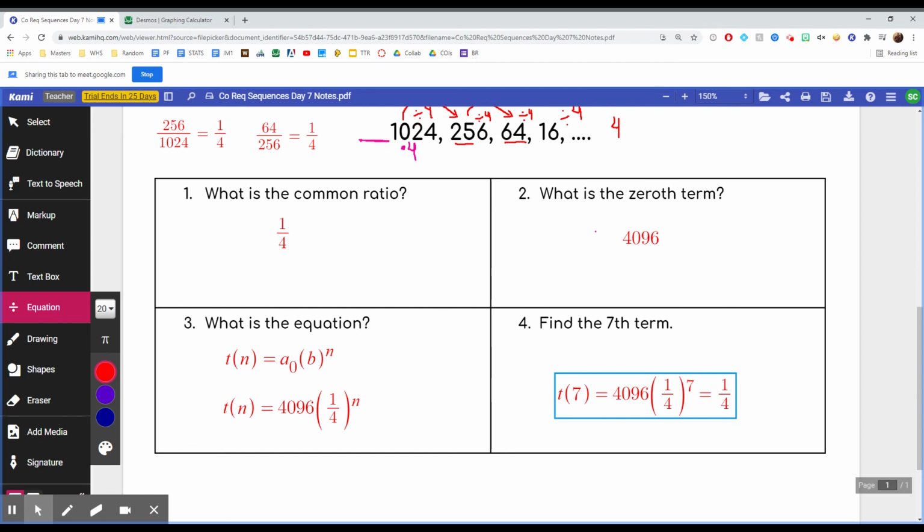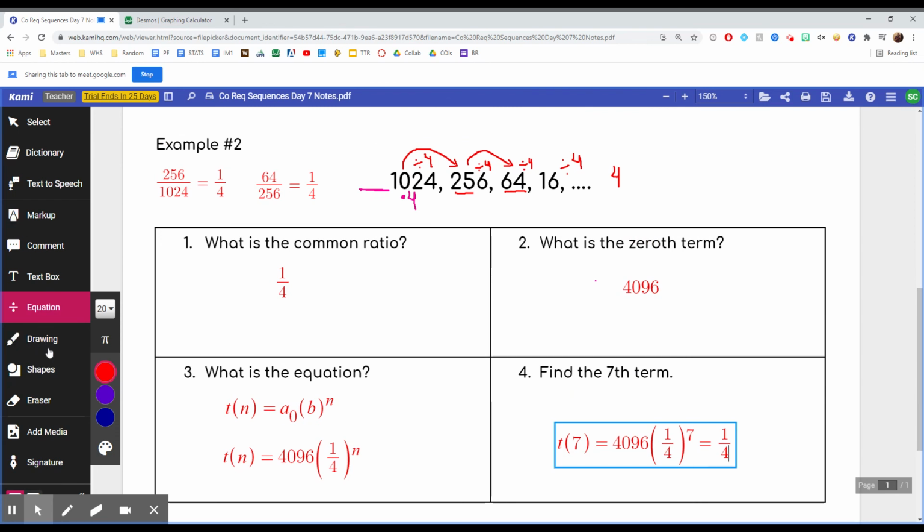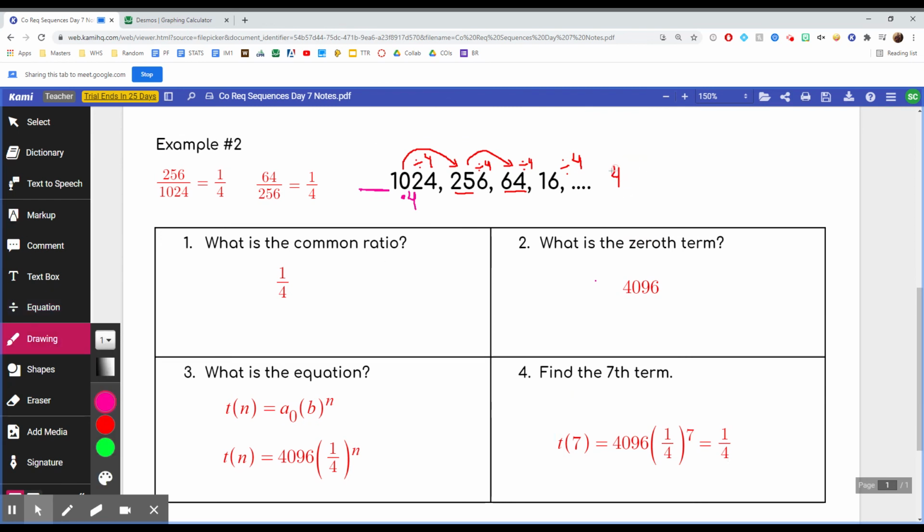Okay, and it actually makes sense, because if I go up here and now I find the next term, dividing 4 by 4, that gives me 1. And if I find the next one, 1 divided by 4, I get 1 over 4.